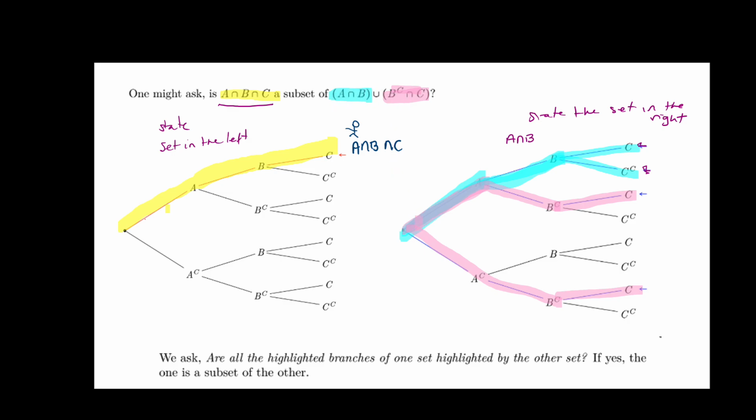The blue path means A and B. So every path that passes through A and B. And this one, all the paths that pass through B complement and C. So it passes through B complement and C. Okay, cool? Good? All right.